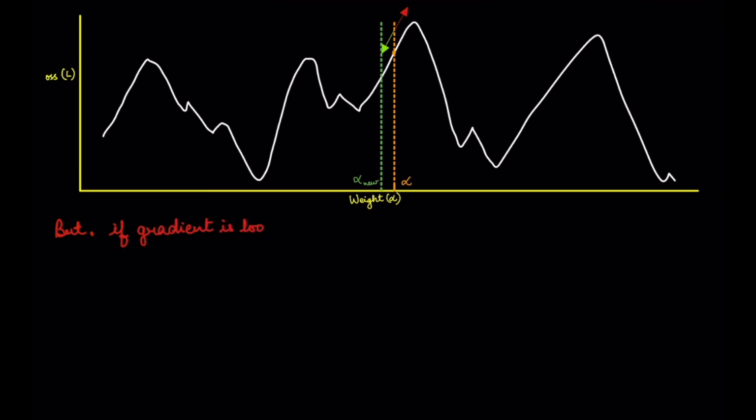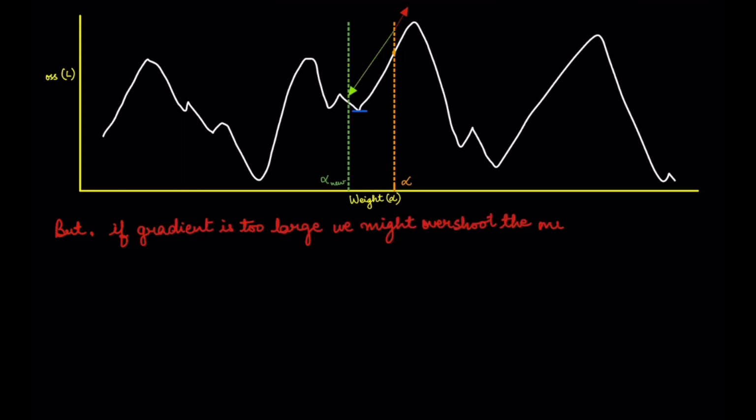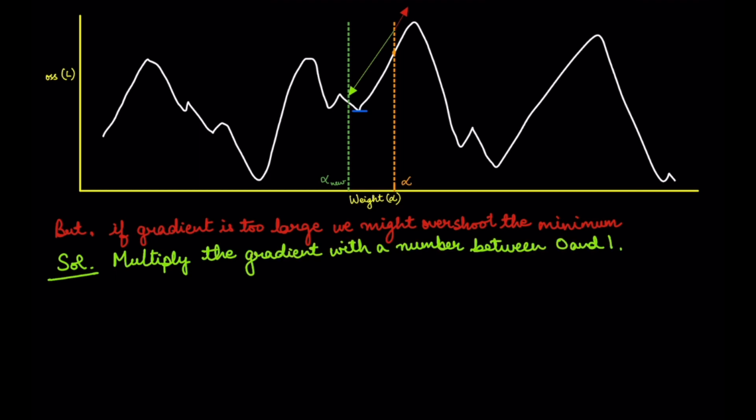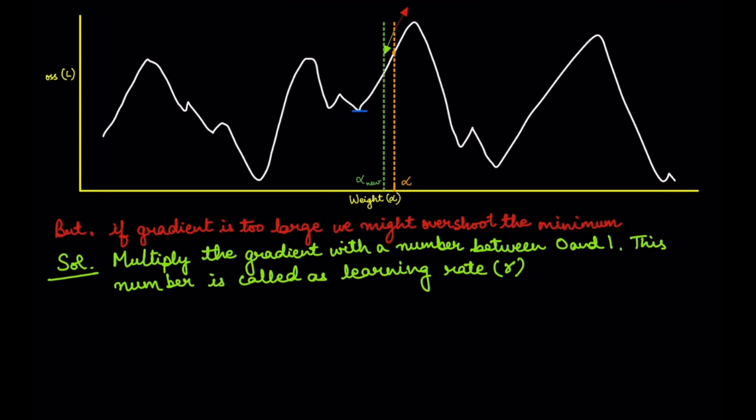But if the gradient is too large, we might overshoot the minimum. The solution for that is to multiply the gradient with a small number between 0 and 1. This number is called the learning rate. The number should be large enough so that the algorithm converges to the minimum at a correct pace. It means if the learning rate is too large, then the algorithm might overshoot the minimum. But if it is too small, then the algorithm will take a long time to converge. Now, the updated equation is as follows.